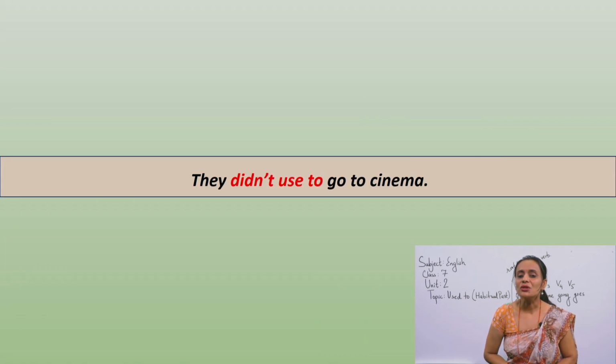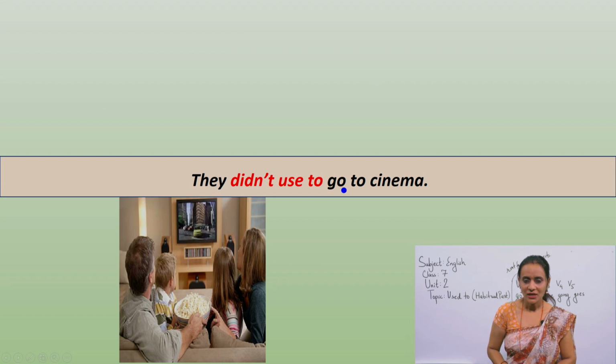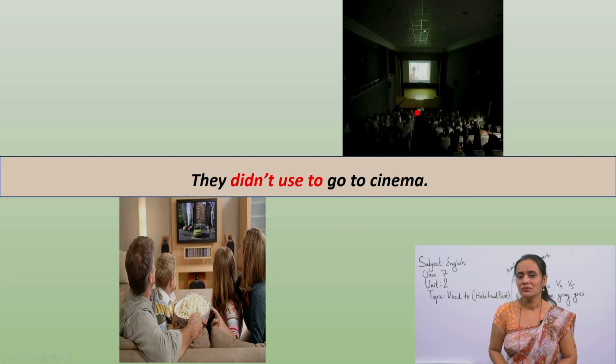Okay, they did not used to go to cinema. The structure is applied here: subject, did not, used to. Now look here. What are they doing here? They did not used to go to cinema means they used to stay at home. They used to watch cinema at home. But now, where do they go? They go to the theater. We have the differences. This is the past habit and this is the present habit.